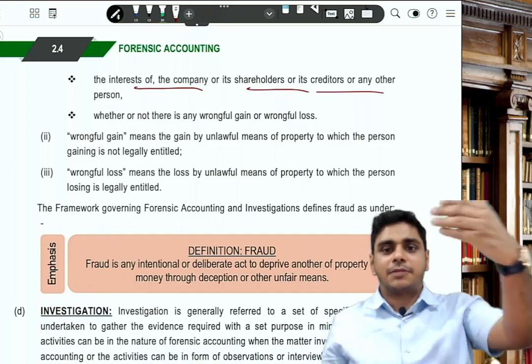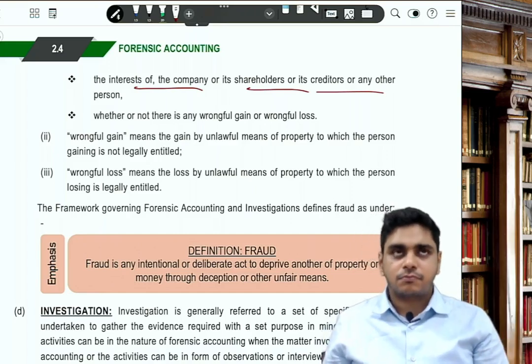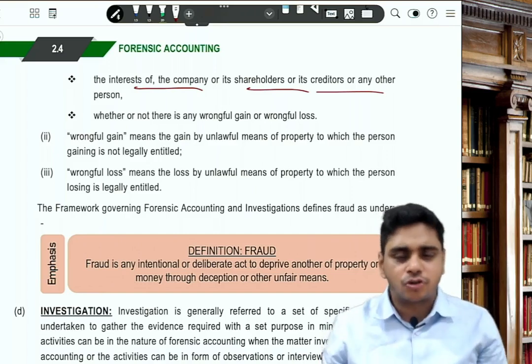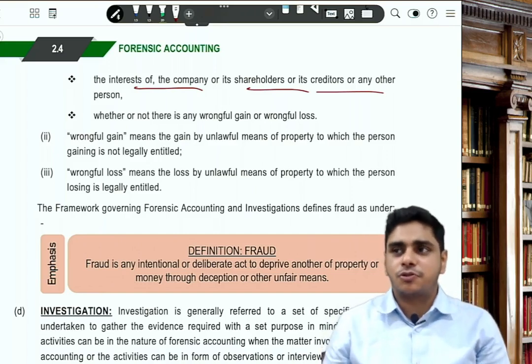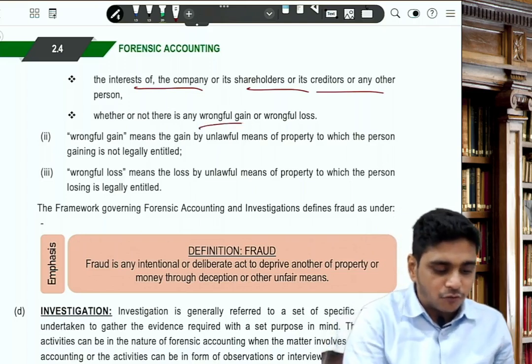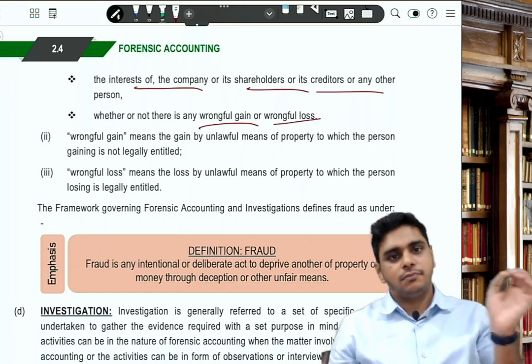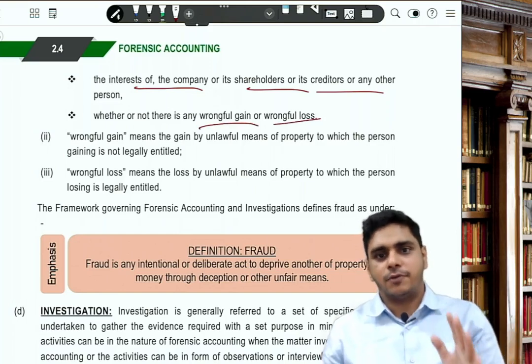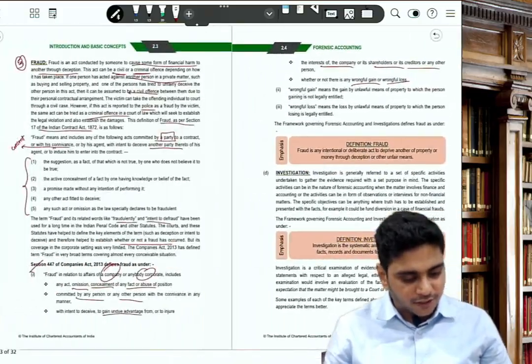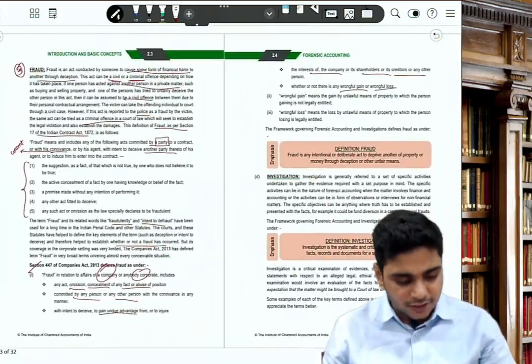person, like income tax people, they are doing some fraud, they are not paying taxes. To deceive the shareholders, they are not showing the true profit. Creditors, they are showing that we don't have money, even though they have money. Okay, whether or not there is a wrongful gain or a wrongful loss, it will be called a fraud. So this is the definition as per section 447.